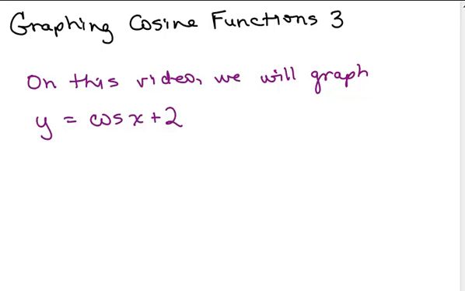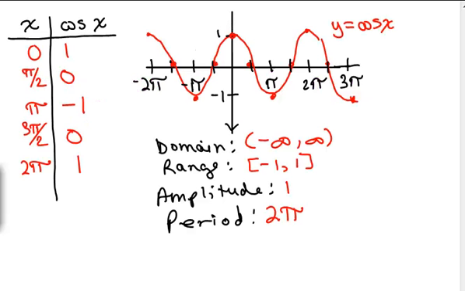This is part 3 of graphing cosine functions, and in this video we're going to graph y equals the cosine of x plus 2. As a reminder, here's the graph of y equals cosine of x. So here are the 5 key ordered pairs, and I have a couple of cycles here, but we have one cycle going between 0 and 2 pi here. And we've got the domain, the range, the amplitude, and the period.